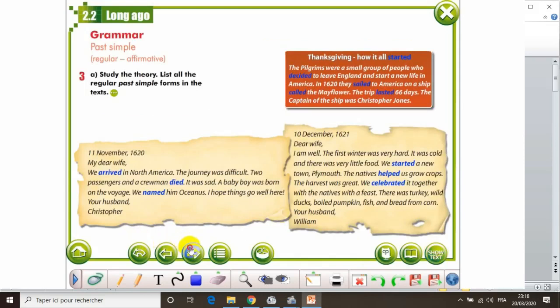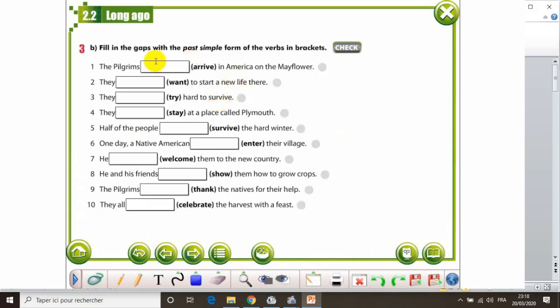You have the exercise to do. Fill in the gap with the past simple form of the verbs in brackets. The pilgrims arrive in America on the Mayflower. Okay, in the simple past, arrive is a regular and not an irregular verb, so you have no problem. Arrived. We add ed or d because it ends with e, so we add d. Arrived.